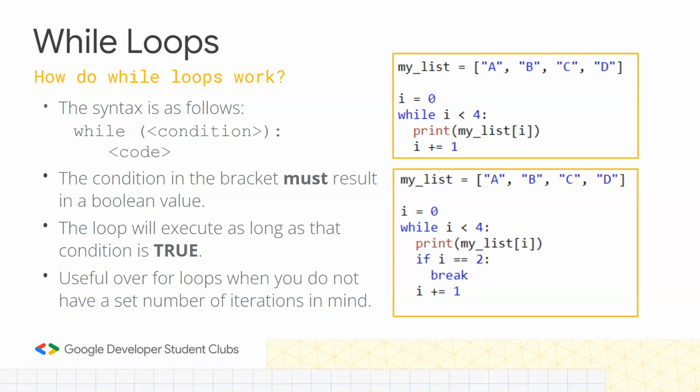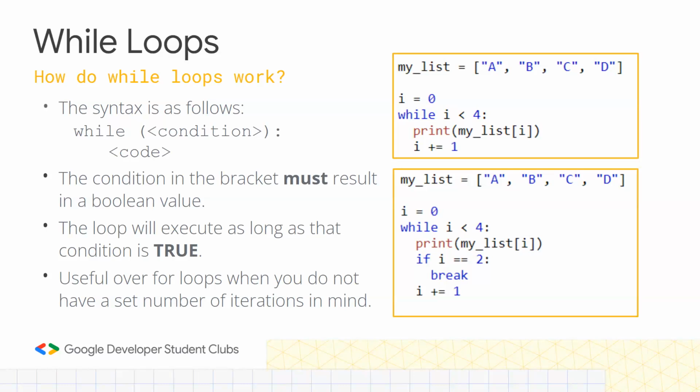Now over here, this is an interesting one. Similar code, but we have an if statement in here, which says if I is equal to 2, break, and then I plus 1. What do you think will happen when I is equal to 2 over here?